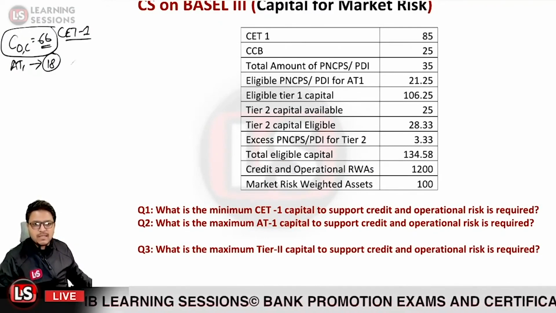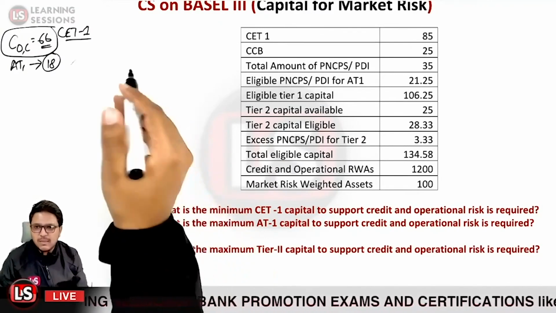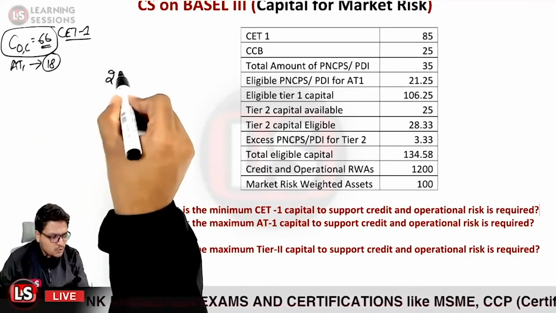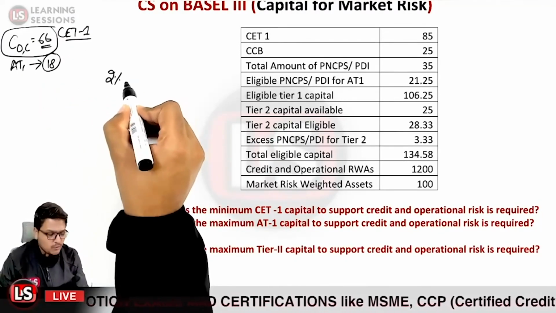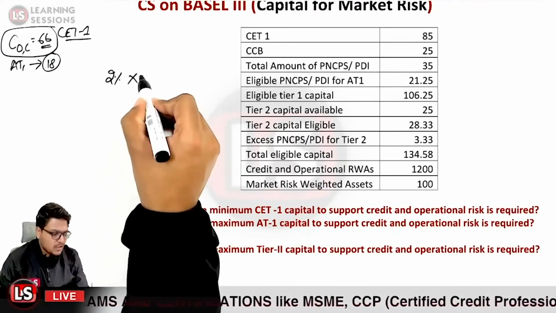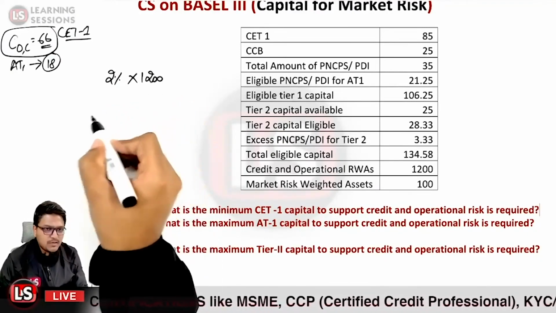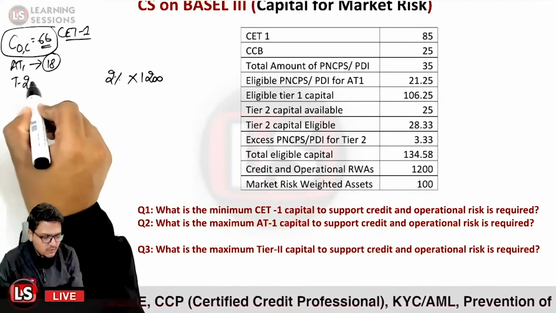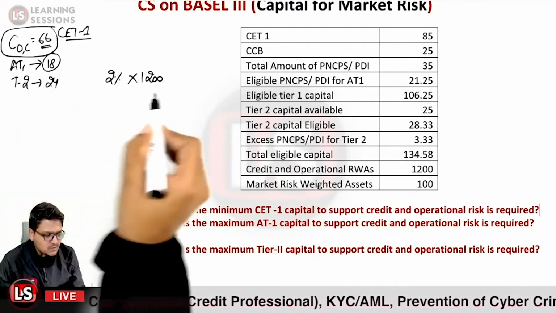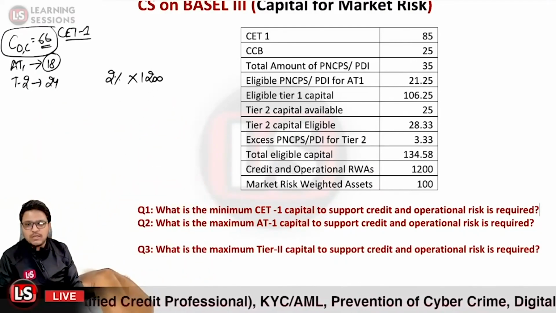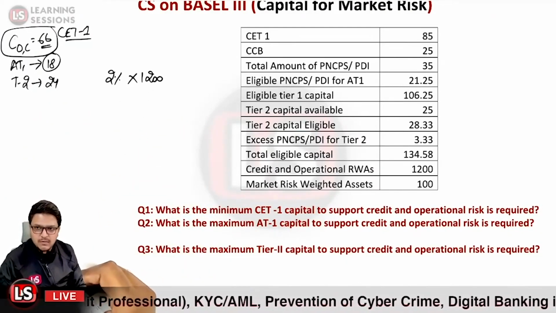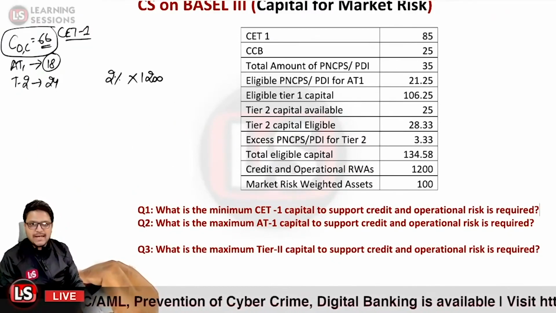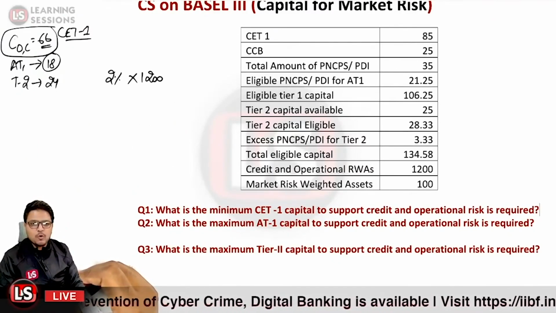We need to calculate the maximum tier 2 capital. Again, the maximum tier 2 capital is basically restricted to what percentage? It is restricted to 2%. Even if you have the basics related to it, you can easily calculate the same. So it is 2% into 1200, again the same risk-weighted assets, and further the tier 2 capital would be equal to 24. 1% is equal to 12 and 2% would be equal to 24. Very right, Nilima. The right answer is 24 over here.